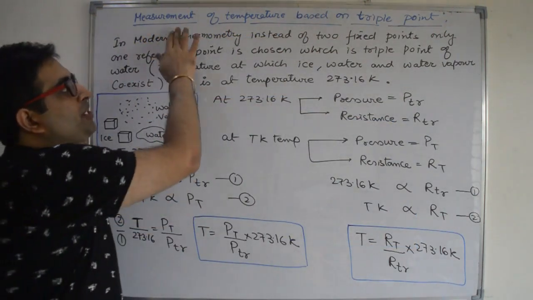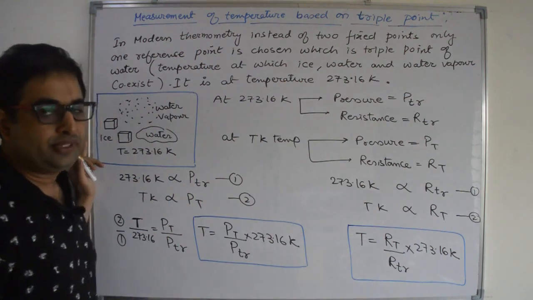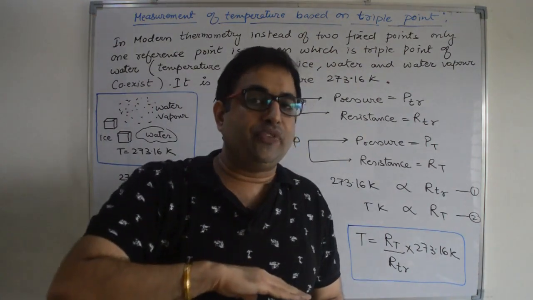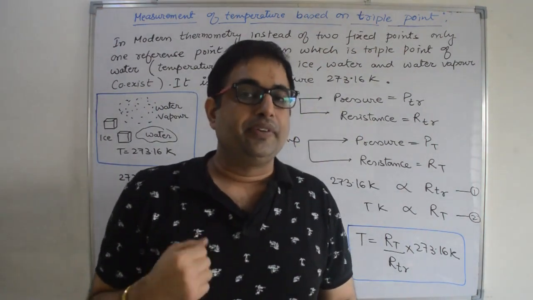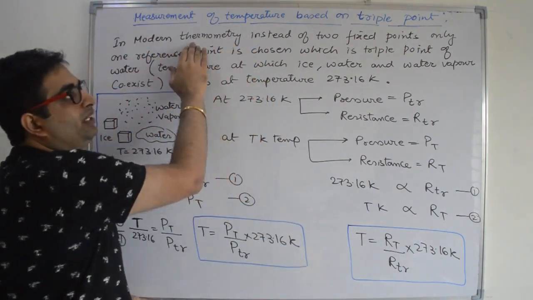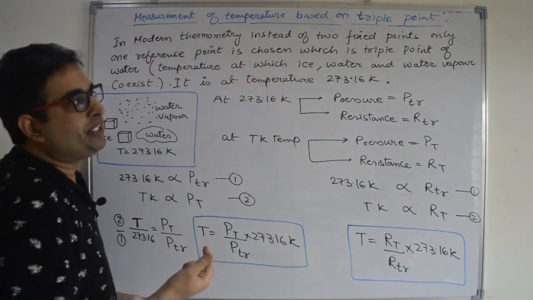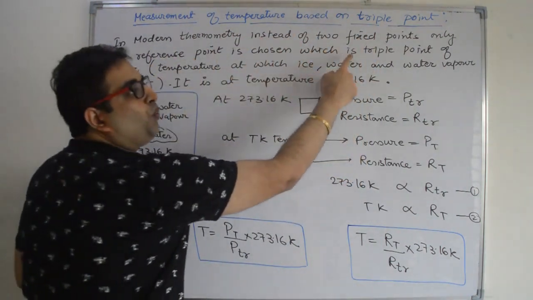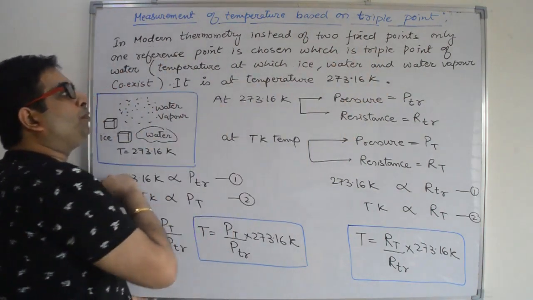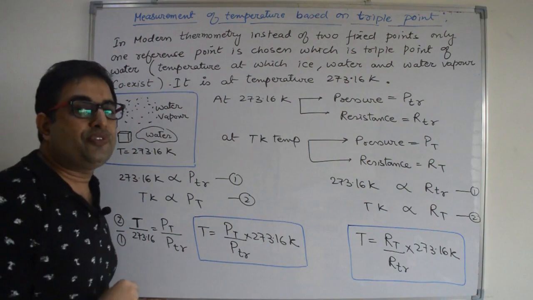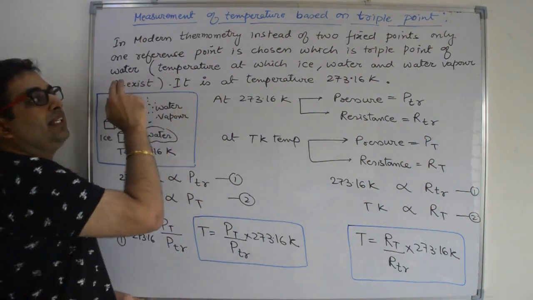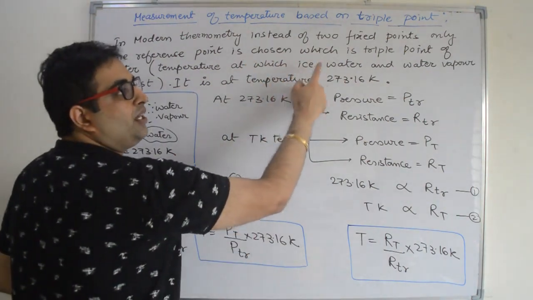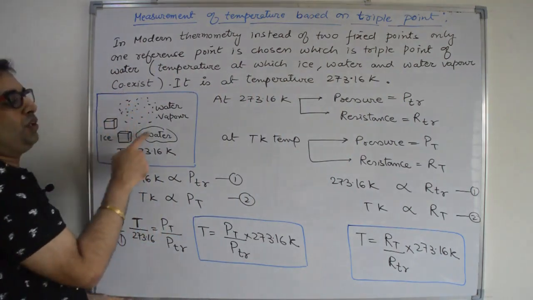Next point, measurement of temperature based on triple point. In the previous cases, we took two reference points, the lower melting point of ice and the higher boiling point of water, right? But in modern thermometry, meaning measurement of temperature, instead of taking two reference points, here we will take only one reference point, that is the triple point of water. What is the meaning of triple point of water?